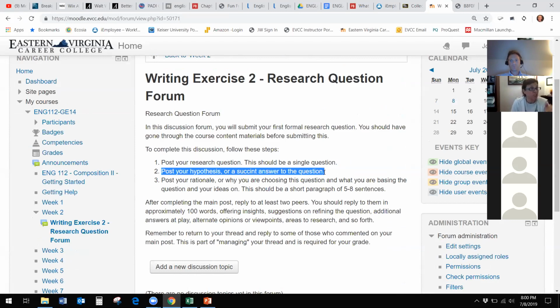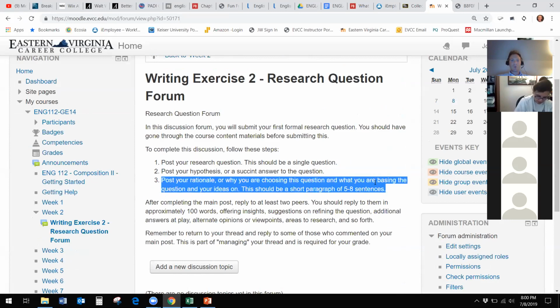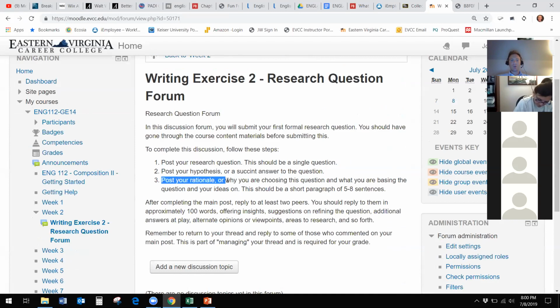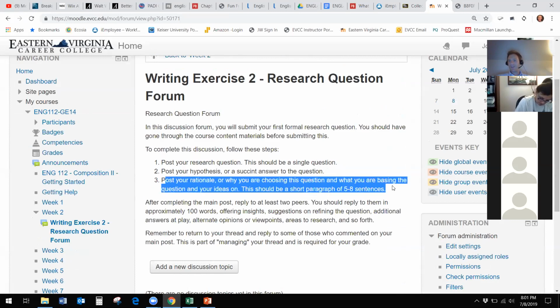Okay, so this is where we start officially the writing of our paper. Finally, post question 3, post your rationale. Why are you choosing this question? What are you basing your answer on? So on and so forth, right? So you have question 1, your answer to the question, and then a paragraph after.